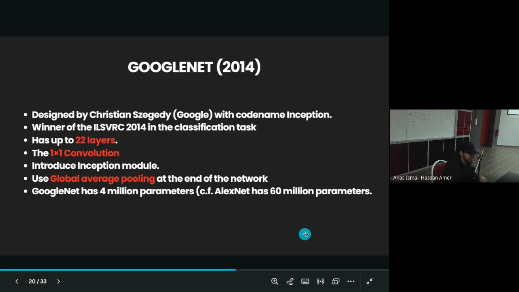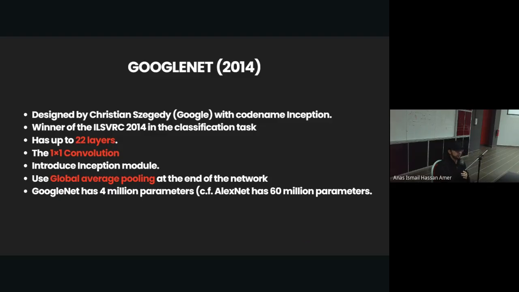Nice. But the actual winner, the actual champion, was GoogleNet this year, 2014. It was designed by this guy, Christian Gidi something. And then it was codenamed Inception. It had up to 22 layers, so already more than the VGGNet. They just keep increasing the layers. And the unique feature that it has is 1-by-1 convolution. So this was new at the time, this 1-by-1 convolution. I'll explain after this. And also it introduces something called the Inception module.